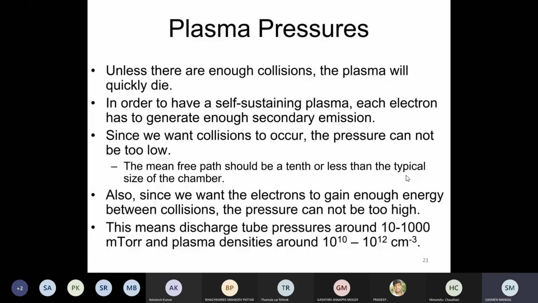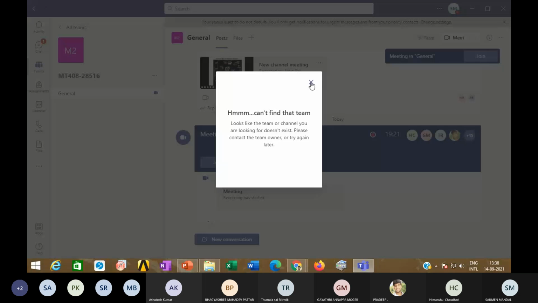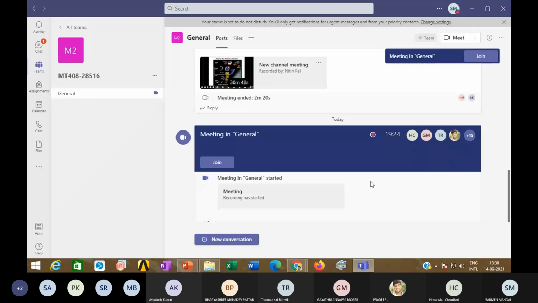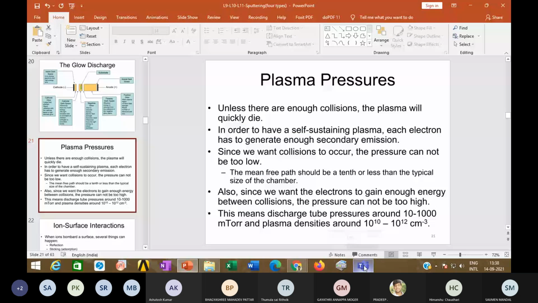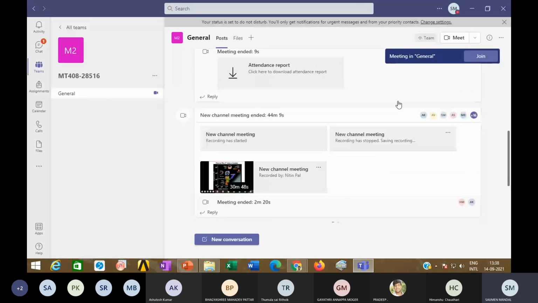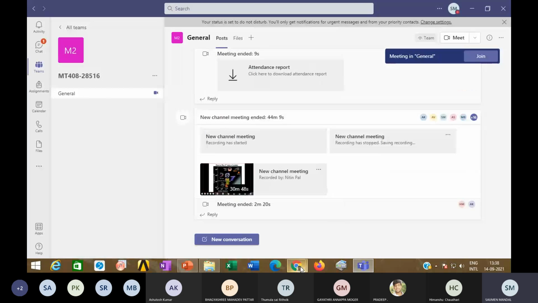Can anyone tell me the mean free path in physical vapor deposition? Anyone? No one? Why? Around 1 meter. Yeah. Okay.